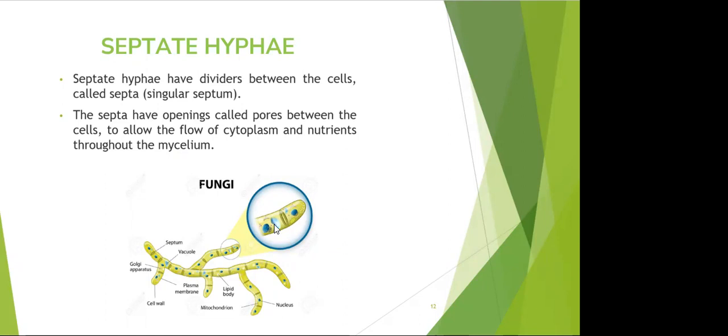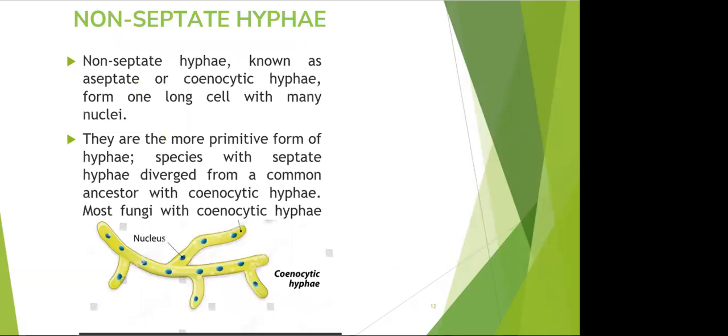When a new cell buds at the apex of the hyphae, a septum does not form immediately. As the new cell matures, the cell wall grows down into the cytoplasm, which forms the septum. Members of classes like basidiomycetes and ascomycetes form septate hyphae.